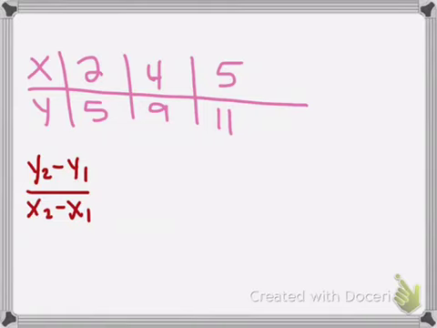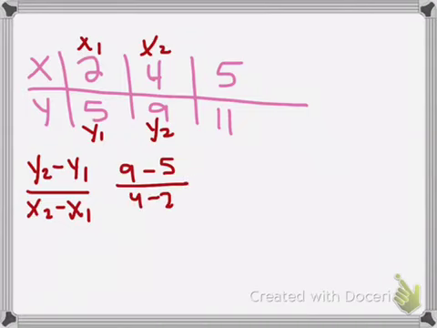I need to label my values first. I'm going to say this is x1, x2. If that one's x1, this one has to be y1, and this has to be y2. So 9 minus 5 over 4 minus 2. 9 minus 5 gives me 4, 4 minus 2 gives me 2. Reduce that, and I know my slope is 2. Please, please, please use your calculator to reduce the numerator divided by the denominator, 4 divided by 2.